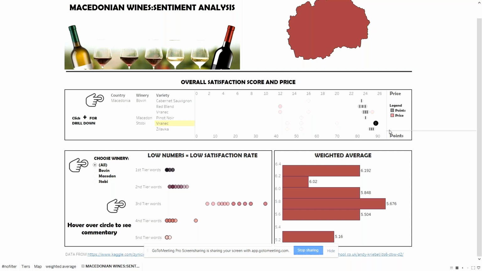It's not opening. It's because Chrome is killing your computer. Yeah. Okay, just keep going.